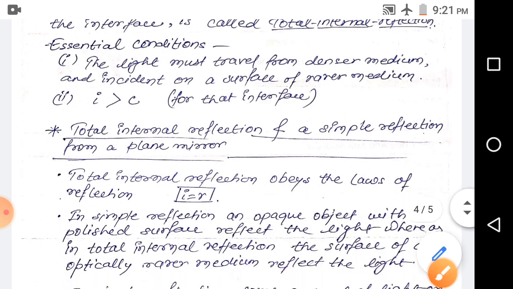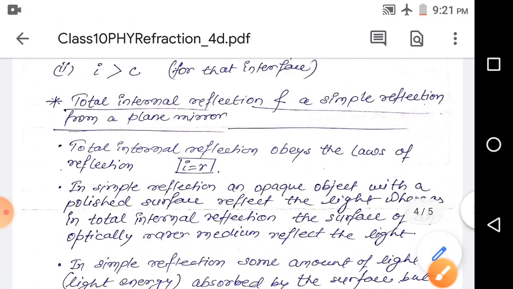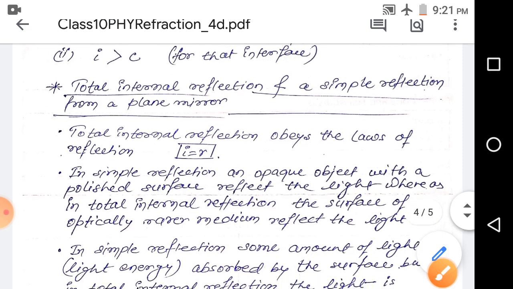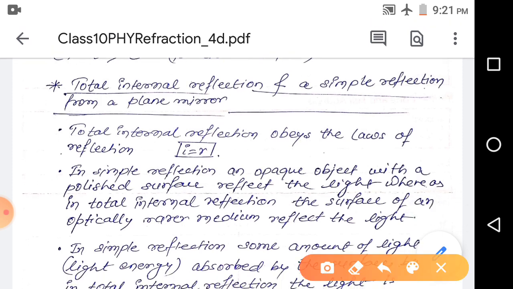Now we compare the total internal reflection with simple reflection. Simple reflection means the reflection through a plane mirror. The first point is that total internal reflection obeys the laws of reflection. There are two laws of reflection. First is I equal to R. We have gone through this, that I equal to R. So it obeys the laws of reflection.